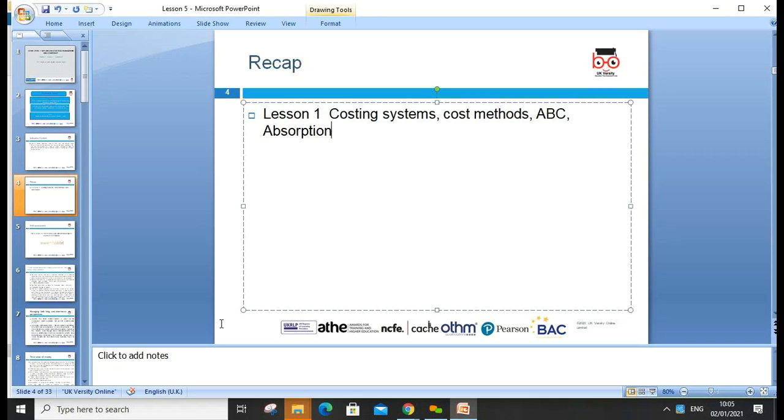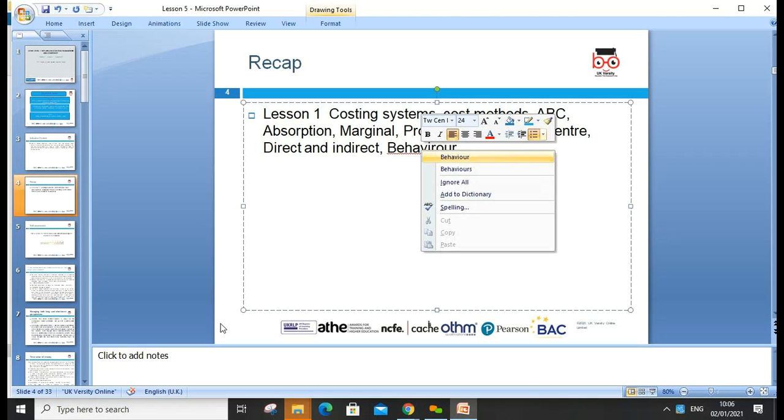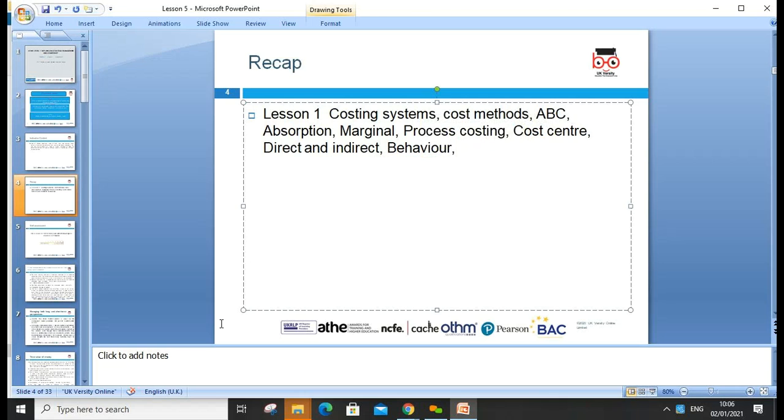Absorption costing. We discussed marginal costing. We learned about process costing. We discussed cost centers, direct and indirect cost, behavior of cost like fixed and variable, and what else? Okay, so these are the key things we learned in lesson 1.